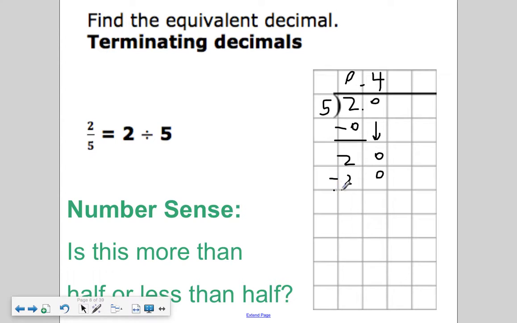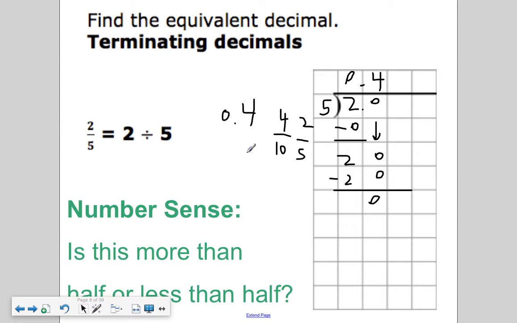So 2/5 is equivalent to the decimal of 0 and 4/10. To check your work, what did I say again? 0 and 4/10. So I rewrite this as a fraction, 4/10, and that's simplified to 2/5. So they are all equivalent.